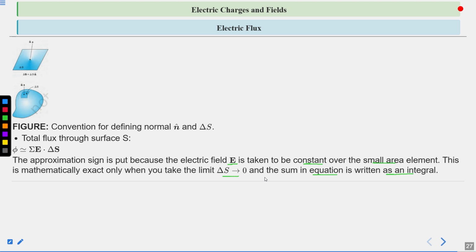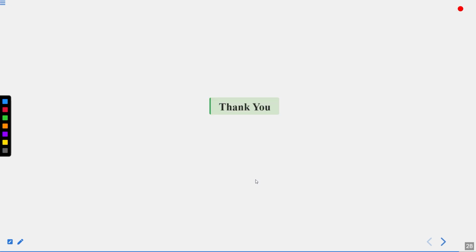So in upcoming lectures, we will learn about electric flux by using Gauss theorem. Thank you for your attention.